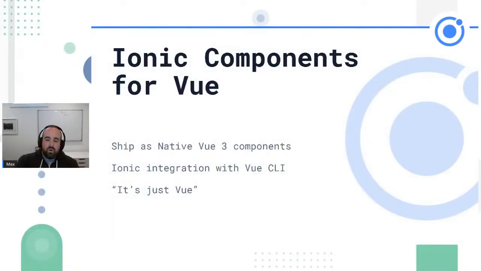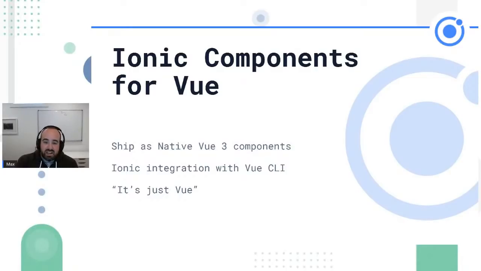So the core focus or goal with Ionic for Vue was to keep it as native Vue as possible. It's just Vue at the end of the day. So shipping native Vue 3 components that work like Vue developers expect, that work like anything else. But one of the things that's really interesting about Ionic compared to other technologies that have a different rendering engine underneath is that Ionic uses the browser and the DOM rendering engine.